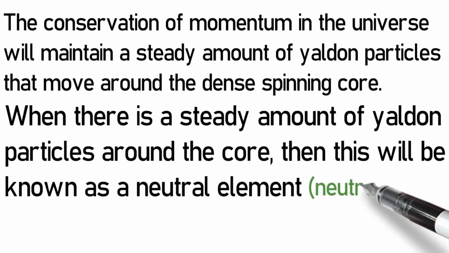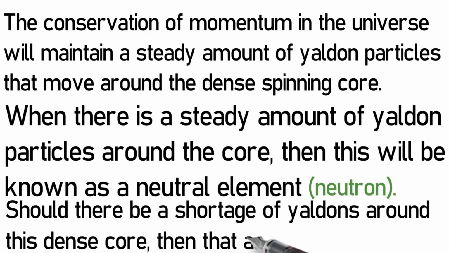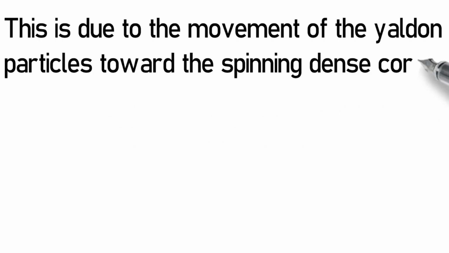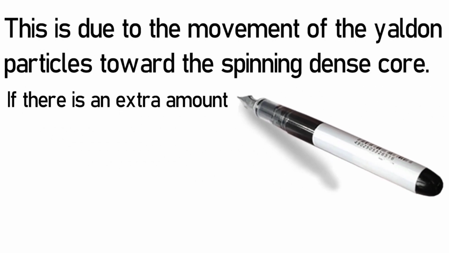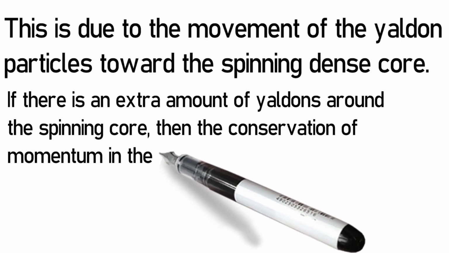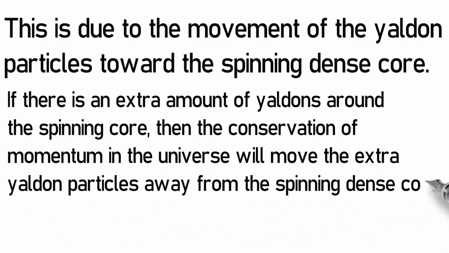When there is a steady amount of Yaldon particles around the core, this will be known as a neutral element, neutron. Should there be a shortage of Yaldons around the dense core, then that atom will be positive. This is due to the movement of the Yaldon particles toward the spinning dense core. If there is an extra amount of Yaldons around the spinning core, then the conservation of momentum in the universe will move the extra Yaldon particles away from the spinning dense core.